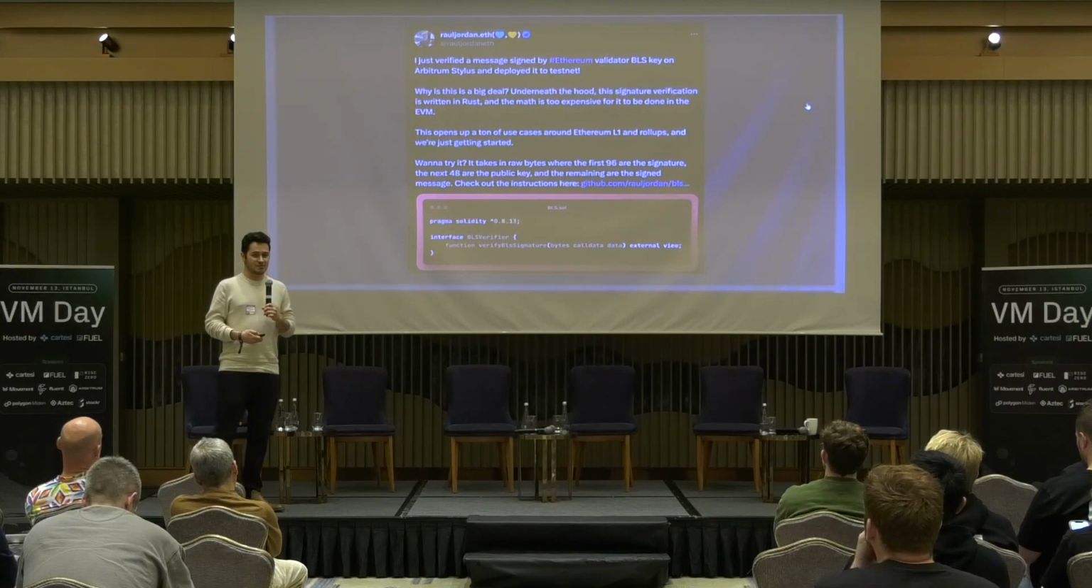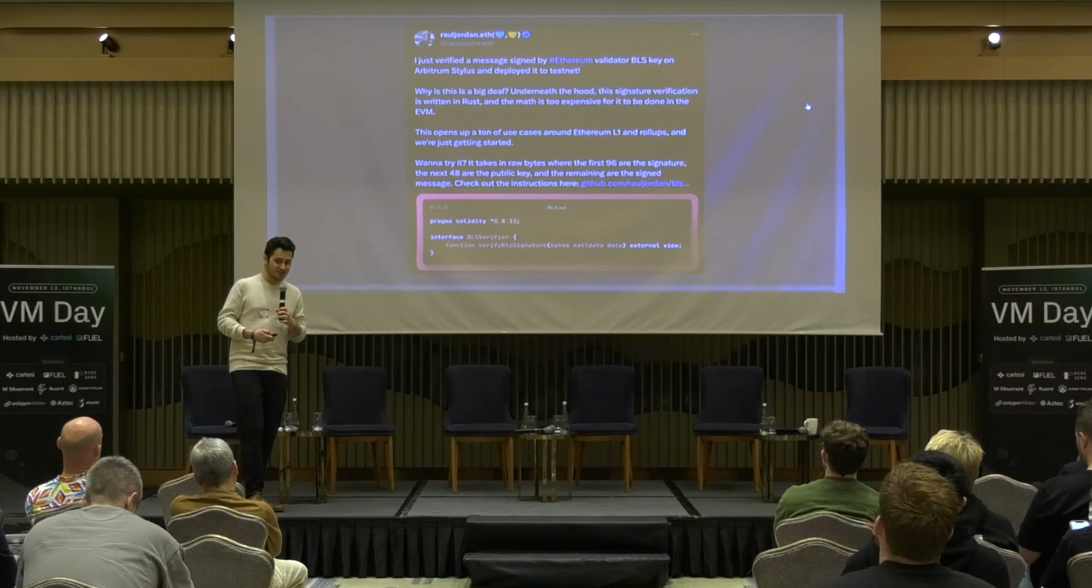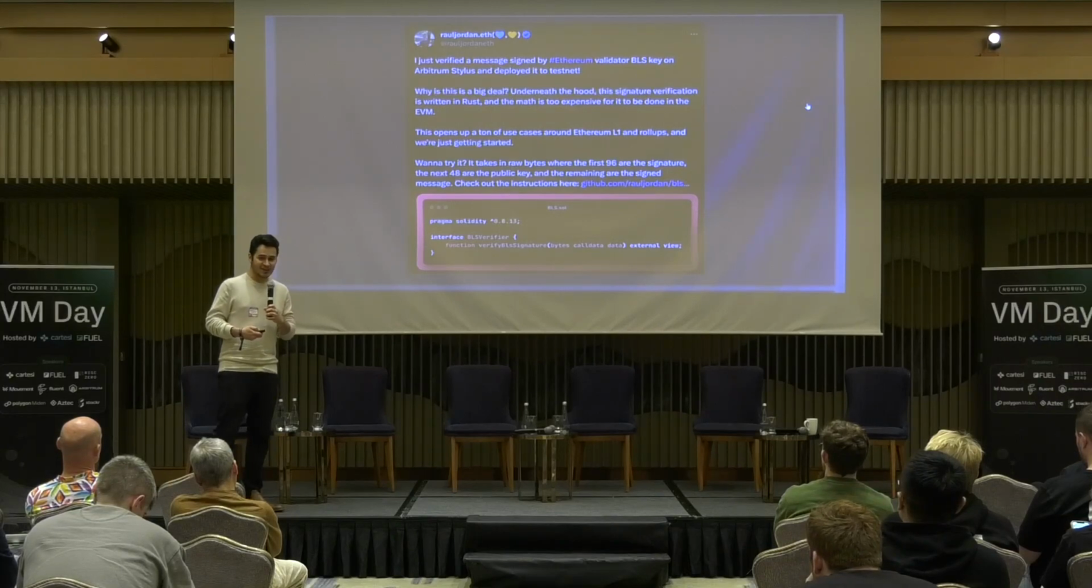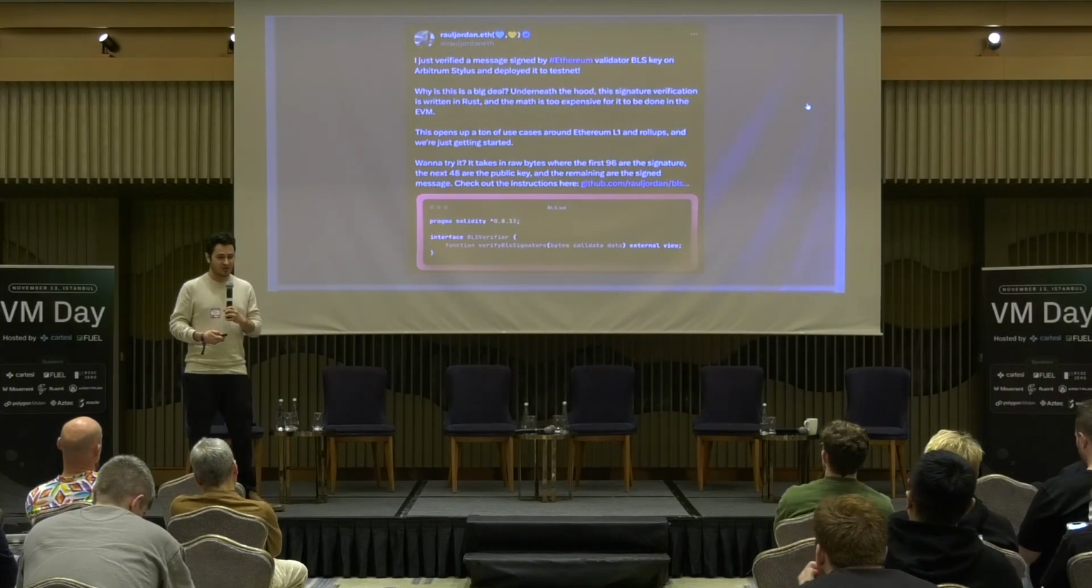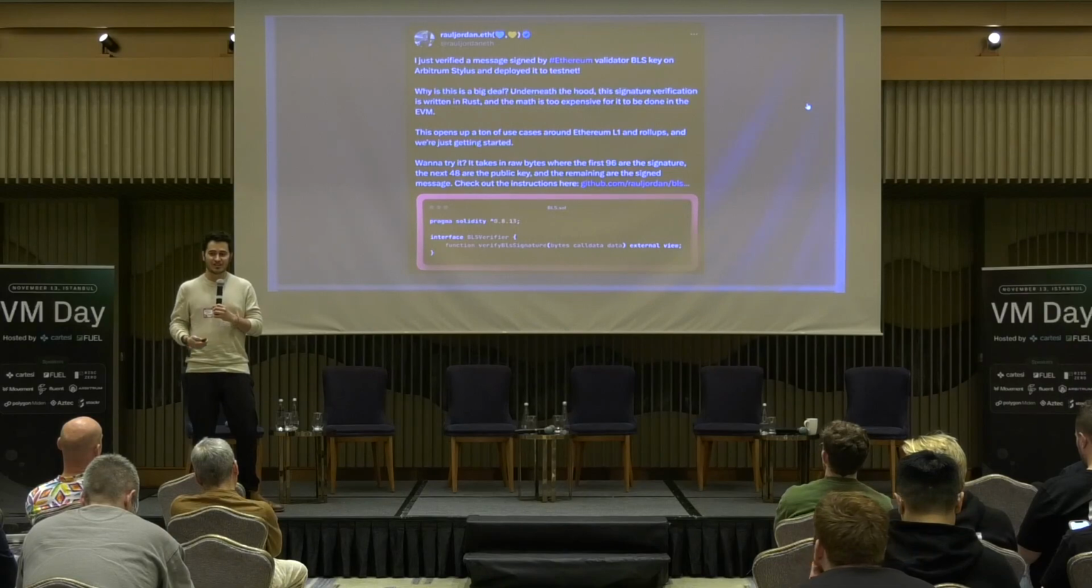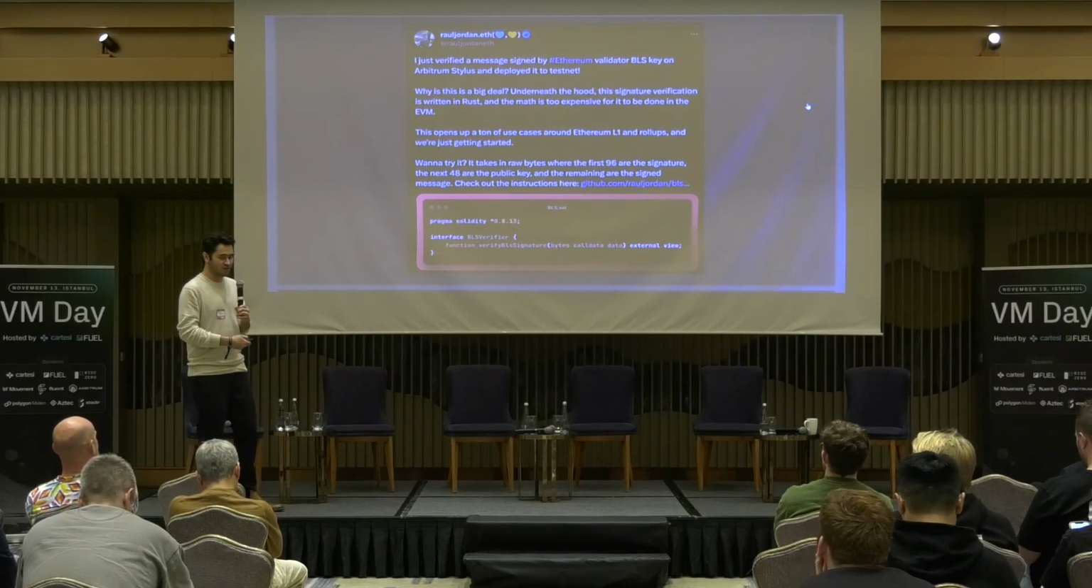Moreover, Stylus programs can export ABI interfaces that are Solidity equivalent. So in this example, I deployed a BLS signature verification contract in Rust, and I'm able to call it using the Solidity interface, and that opens up a ton of opportunities at the application layer that just weren't there before.